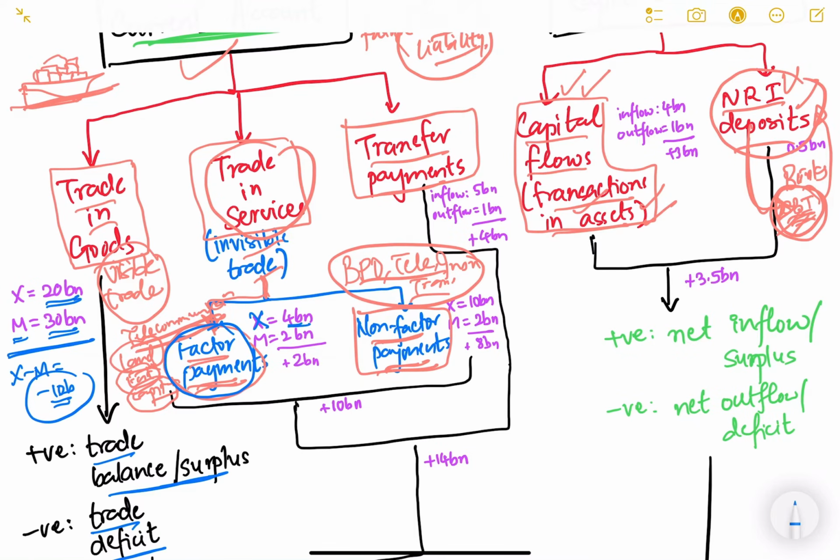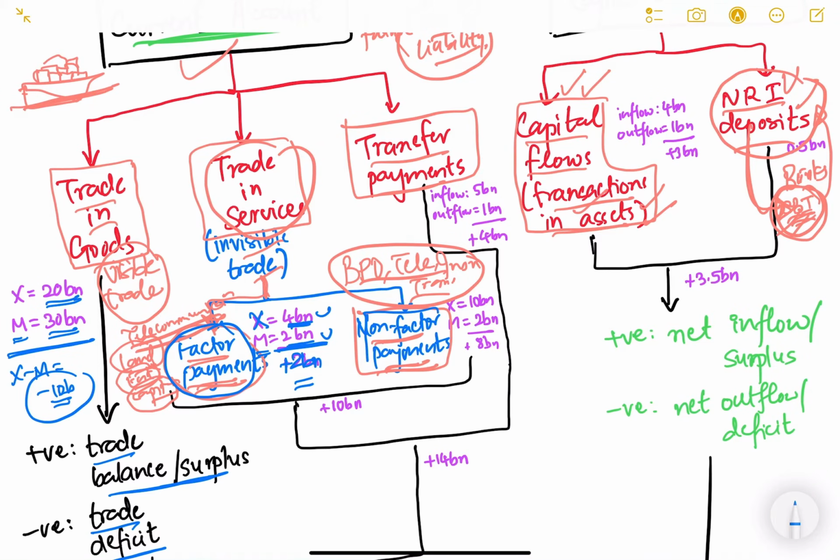Okay, the Indian residents who are providing factor services outside, if they are earning something, it will come into exports. It is service exports. So they are earning 4 billion. And similarly, the non-residents of India, if they are coming and doing some imports here, and it is 2 billion, so we are having a net factor payment of positive 2 billion in our country, because our exports is 4 and import is 2. So 4 minus 2 is 2.